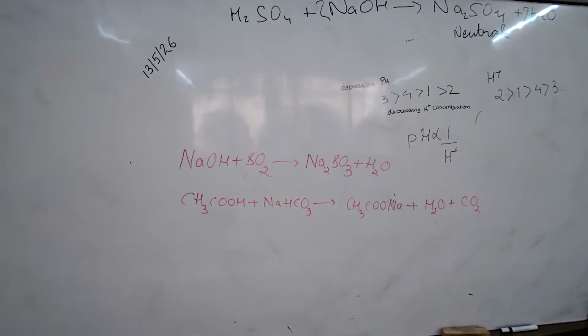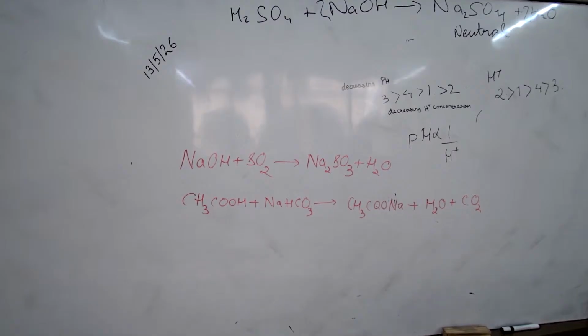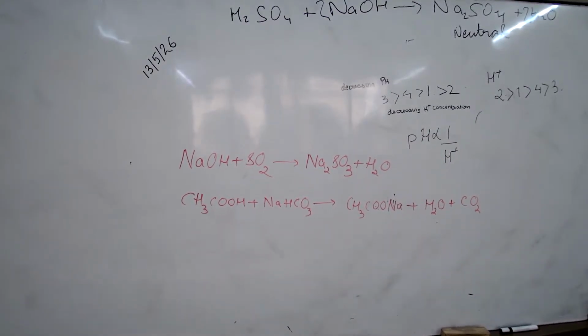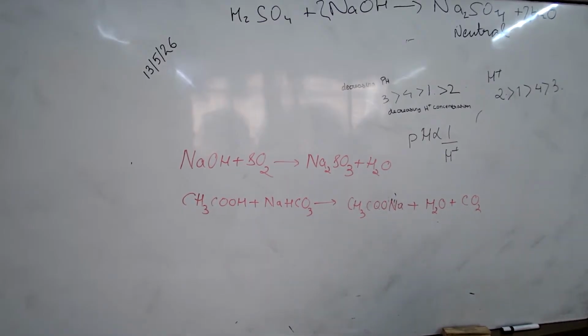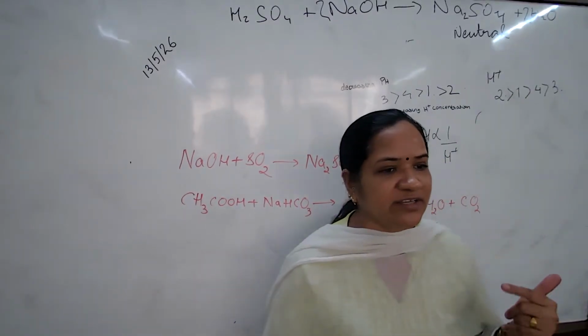Next. What is the effect of an acid on blue litmus solution? It turns red. Acid turns blue litmus red. Next. What product is liberated at the cathode when electric current is passed through an aqueous acid? What product is liberated at the cathode? At the anode oxidation takes place, at the cathode reduction takes place.